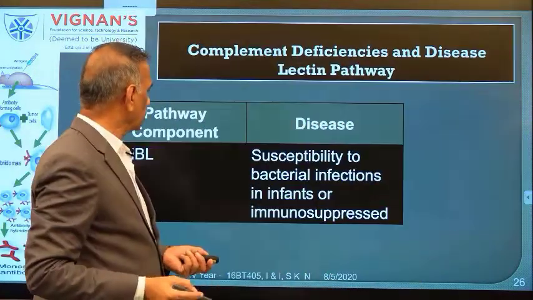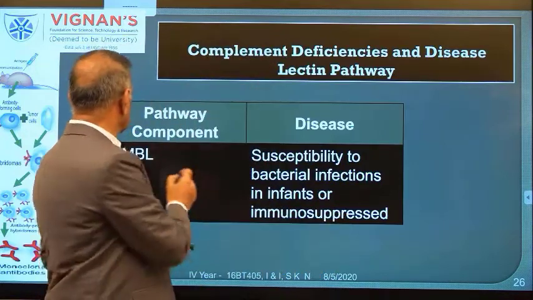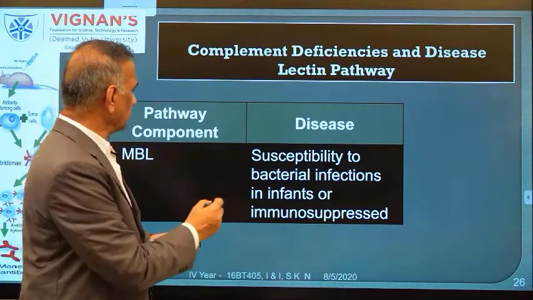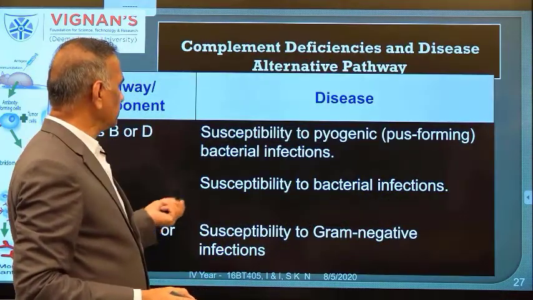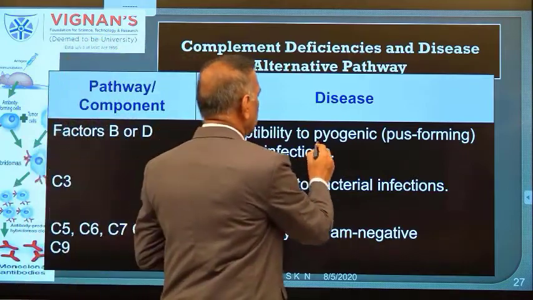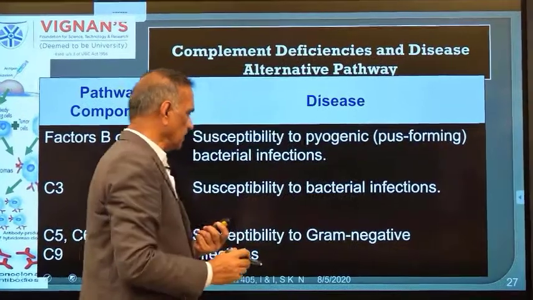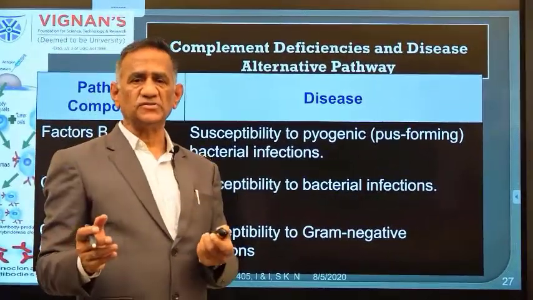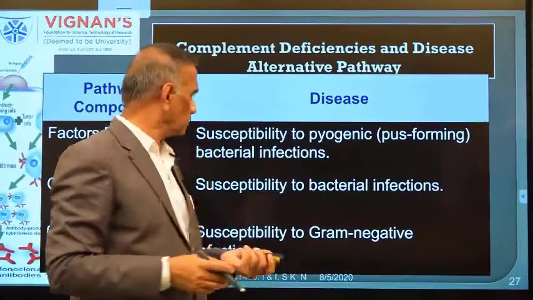Still, let us see the deficiencies. This is mannose binding lectin. If it is deficient, we are going to have bacterial infections, and if factor B and D are deficient, in all the cases there is pyogenic bacterial infection; we are susceptible to bacterial infections. That means whoever has more bacterial infections has complement proteins at a deficient stage.